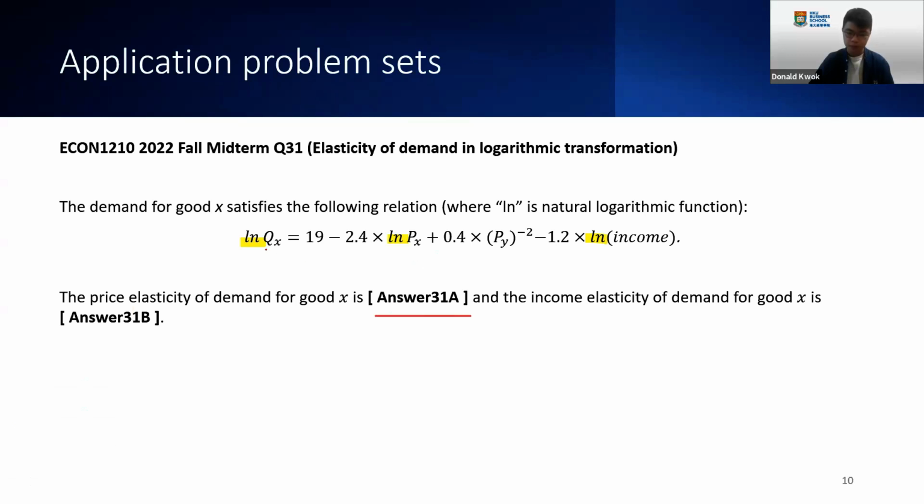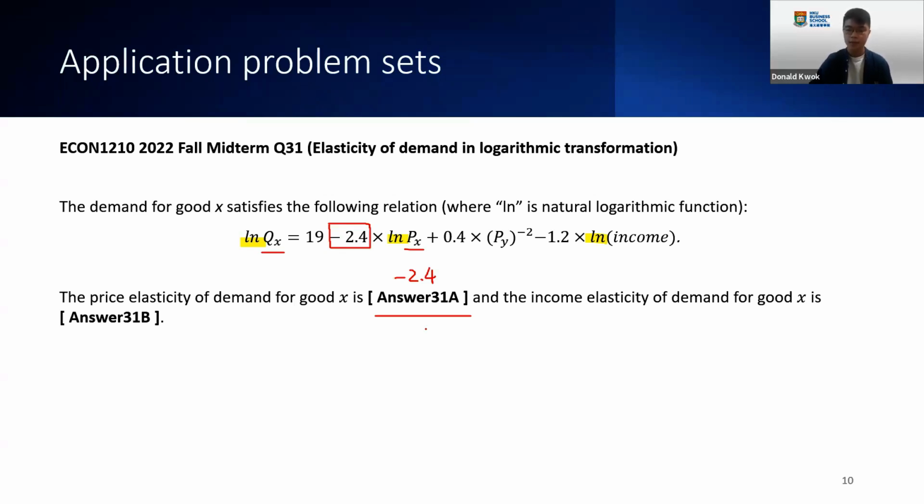Apparently, both the dependent variable and the independent variable in consideration, Px, are in log form. So this is why, as I've explained in the review part, the coefficient in front of log Px is automatically the price elasticity of demand, because it has a constant elasticity at any level of price. So this is the first part: the price elasticity of demand for good X is negative 2.4.